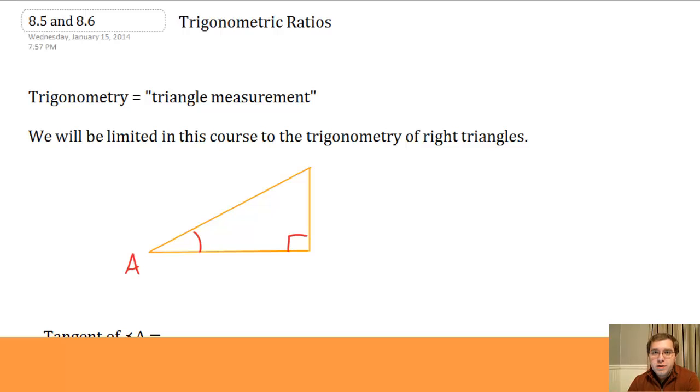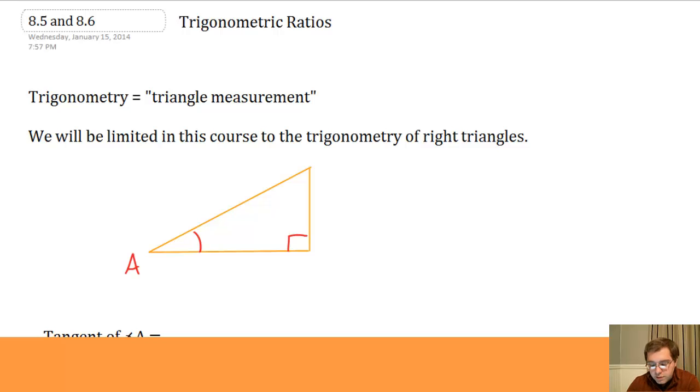This is sections 8.5 and 8.6 on trigonometric ratios. The word trigonometry comes from the ancient Greek words that mean triangle measurement. So the study of trigonometry, which is really a branch of geometry, tries to measure triangles. When you know some pieces, what can you say about the measures of other pieces? When you know an angle, what can you say about the sides? When you know the sides, what can you say about the angles?